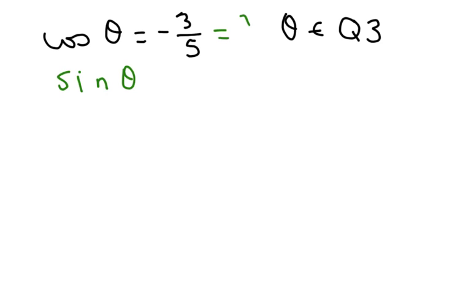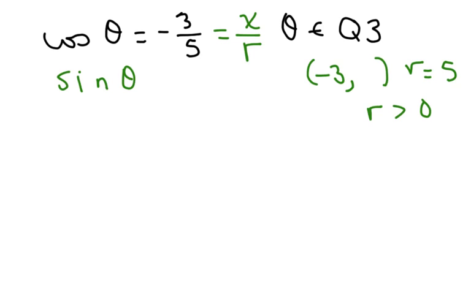I know this is x and this is r. So my x is negative 3. I don't know what y is, and my r is 5. R always has to be positive, so r equals 5. It's a radius. Radius can't be negative. Now since I know my triples, and I don't have to use the Pythagorean theorem, I know that my y is 4.